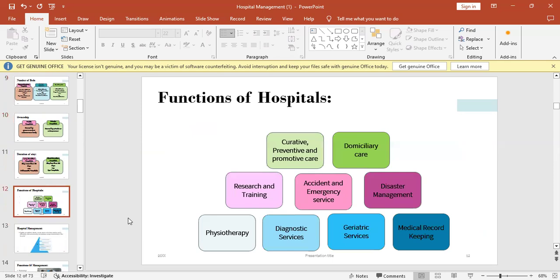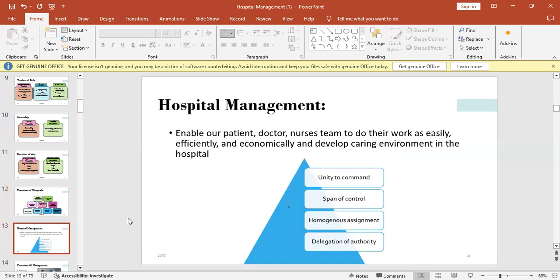The functions of hospitals are curative, preventive, and promotive services. They may provide domiciliary care. They are also involved in research and training. They deal with accidents and emergency services, and they are also involved in disaster management. They provide physiotherapy services, diagnostic, geriatric services, and medical record keeping.